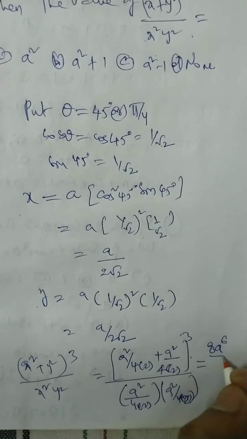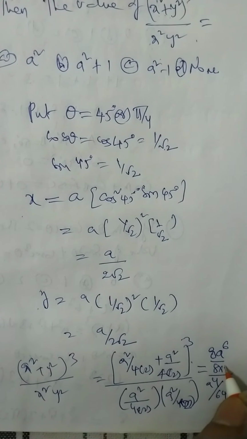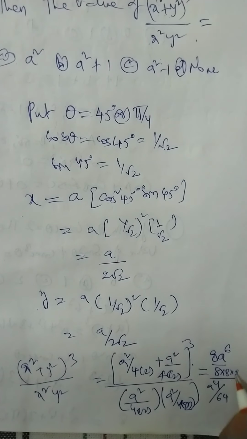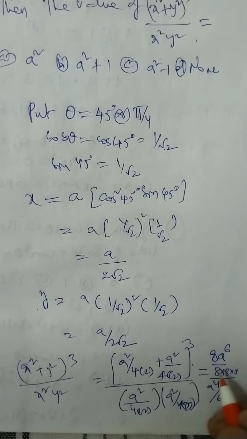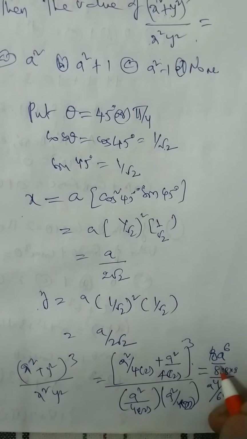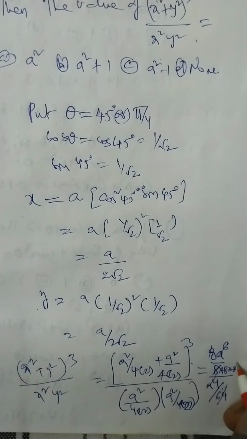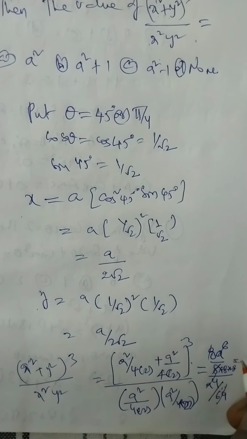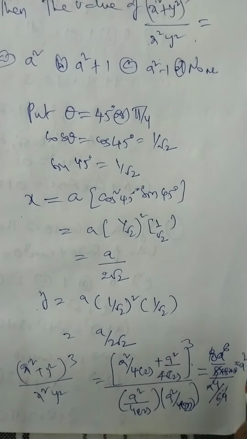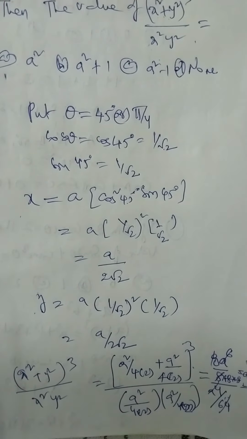Here also 4 into 8, 4 into 8, and we have 8 cube, so we get 8 into 8 into 8. So 64 here, one 8 cancels, 64 and 64 cancel, a power 4 cancels, a power 6 in two times. So the answer is a square. This is the right value, and option A is correct.